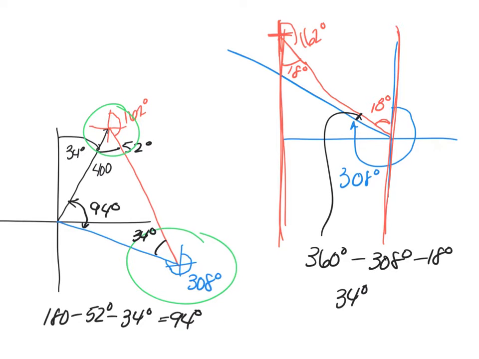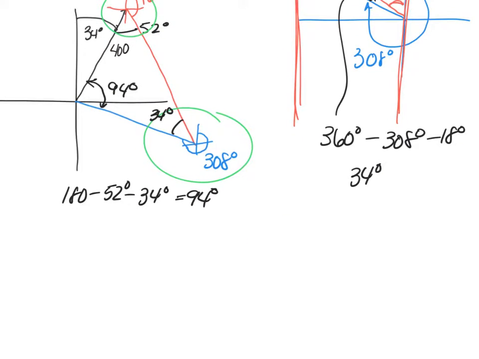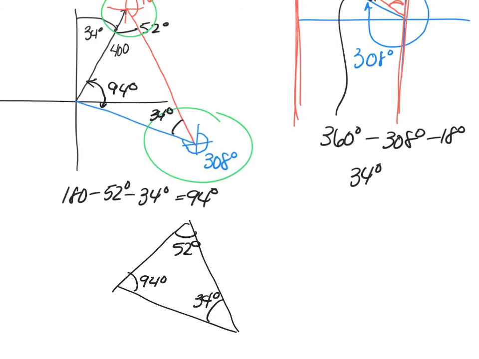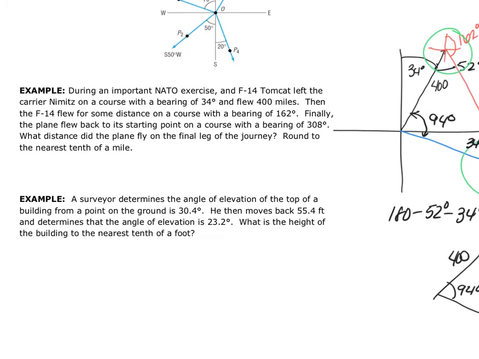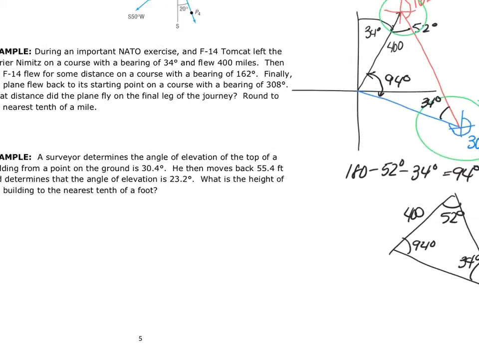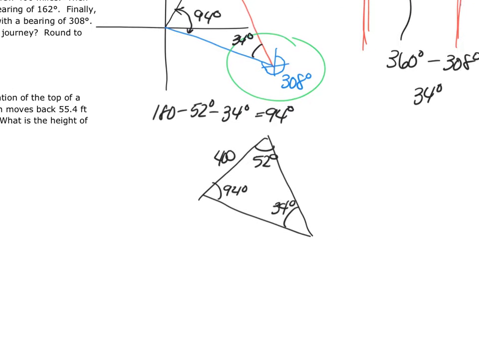Now, I'm just going to rewrite the triangle itself without all that stuff on there. So here's my triangle, not drawn to scale still. 94 degrees, 52 degrees, 34 degrees, 400 goes here. Still not drawn to scale. They're asking for what is the distance it took on the final leg. So what they're asking for, we'll call this A. They're asking for A. They don't want the other side, they want that side.